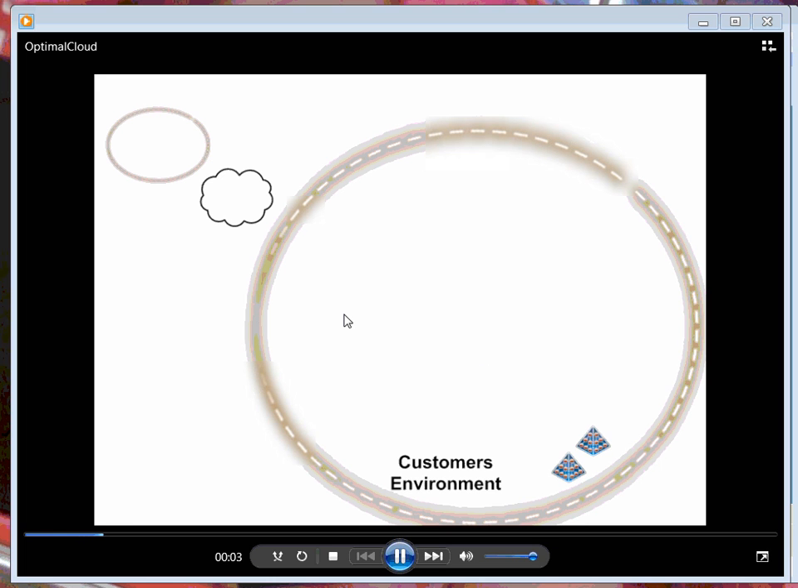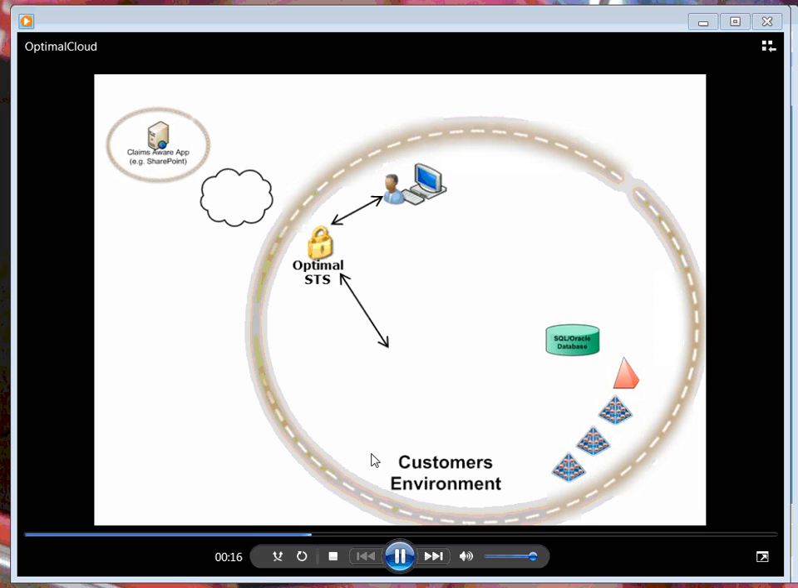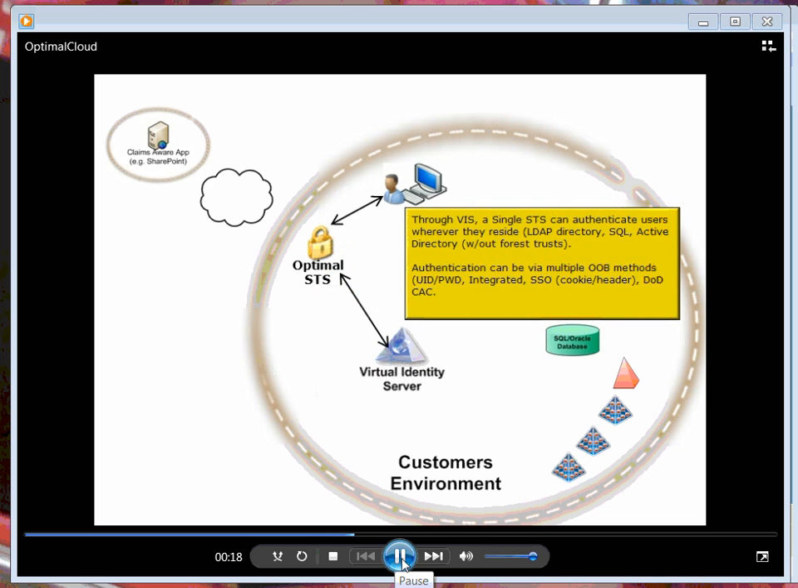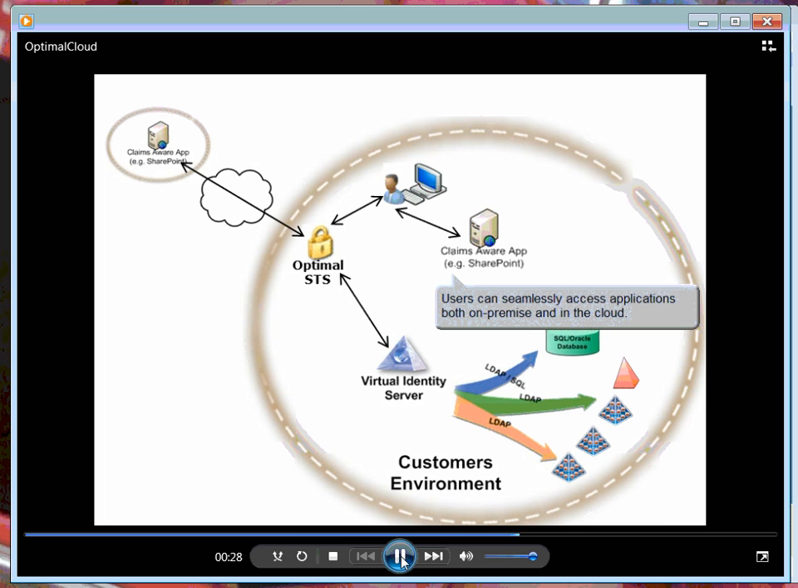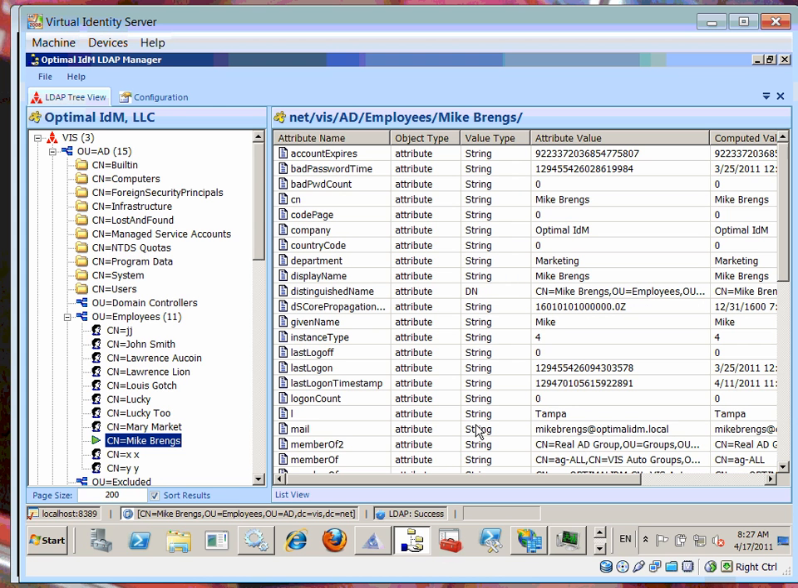The Virtual Identity Server Federation Services provides a seamless logon experience for users both on-premise and in the cloud, to SharePoint both in the cloud as well as on-premise. Leveraging the Virtual Identity Server and our STS Identity Provider, a single STS can be used to authenticate users regardless of where they reside: multiple Active Directory forests without trusts, LDAP directories, and even SQL databases. Users can now seamlessly access both the on-premise SharePoint as well as the cloud SharePoint seamlessly. Let's see this in action.